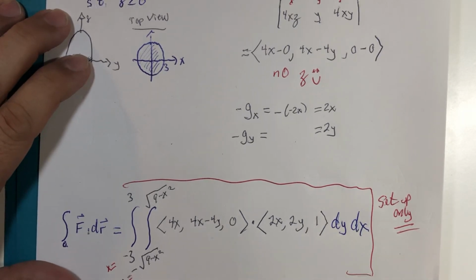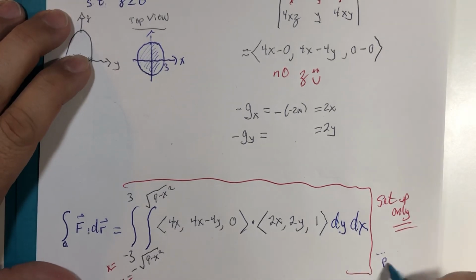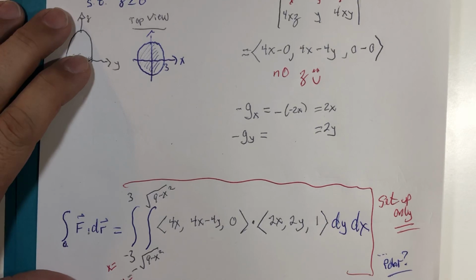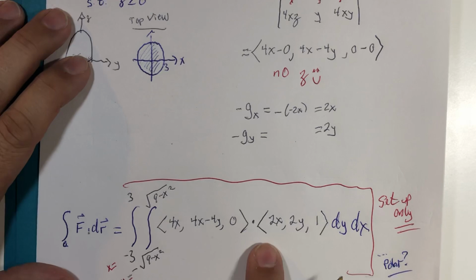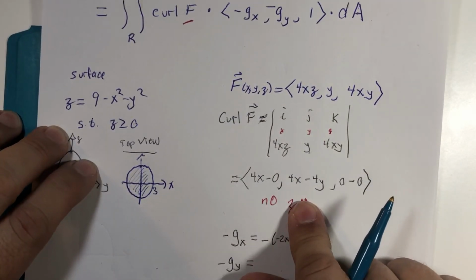But I could ask you to convert to polar. Or if it's simple enough, I could ask you to integrate it. And depending on the nature of the problem, if it's not simple enough, I wouldn't ask you to integrate it. But for setup only, I would leave it like this. It shows me that you know how to calculate curl. You would, of course, show me a method to calculate curl. You could use the curl formula, if not mine.